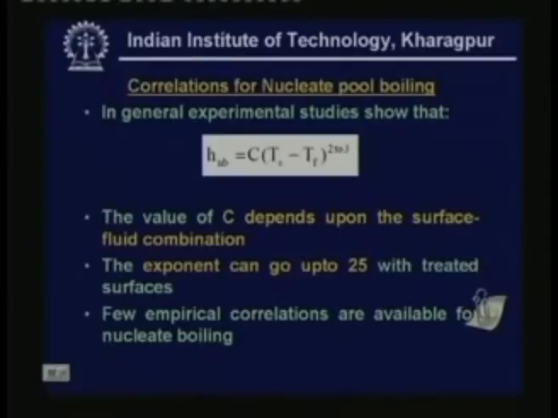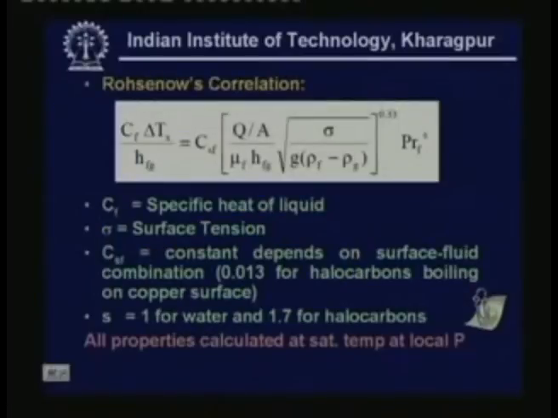A few empirical correlations are available for nucleate boiling. This is one of the popular correlations, known as Rohsenow's correlation. Here Cf is the specific heat of the liquid and delta Tx is the temperature difference between the surface and the fluid. Hfg is the latent heat of vaporization. Csf is a constant which depends on the surface-fluid combination, which is 0.013 for halocarbons boiling on a copper surface. Q by A is the heat flux, mu f is the viscosity of the liquid, sigma is the surface tension, g is the acceleration due to gravity, rho f and rho g are the saturated liquid and vapor densities, Prf is the liquid Prandtl number, and the exponent s is 1 for water and 1.7 for halocarbons. All the properties have to be calculated at the saturation temperature at local pressure. This is one of the oldest and most popular correlations for nucleate pool boiling.